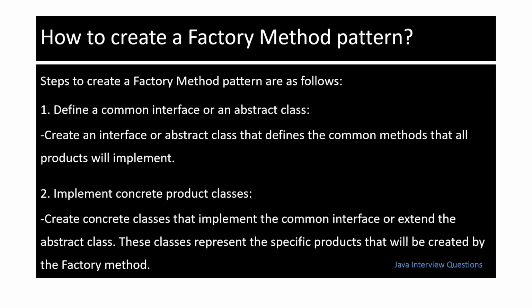How to create a factory method pattern? Steps to create a factory method pattern are as follows. Step 1. Define a common interface or an abstract class. Means create an interface or abstract class that defines the common methods that all products will implement. Step 2. Implement concrete product classes. Means create concrete classes that implement the common interface or extend the abstract class. These classes represent the specific products that will be created by the factory method.